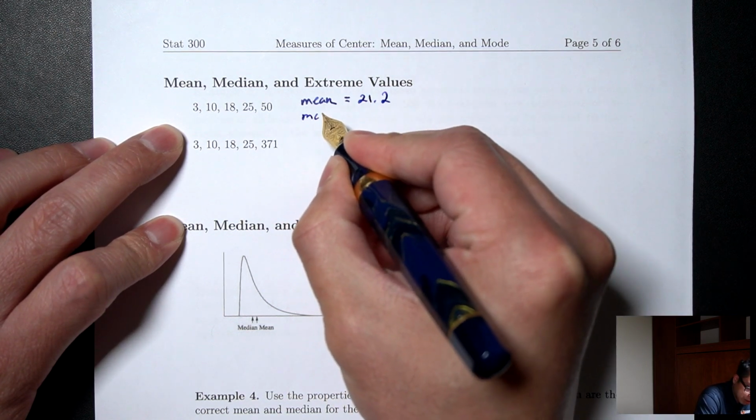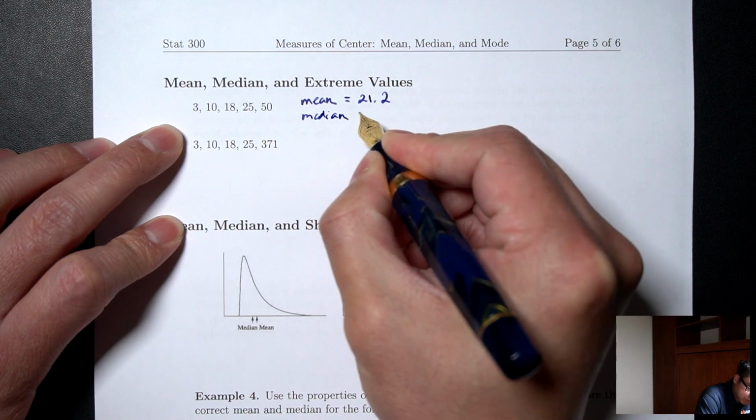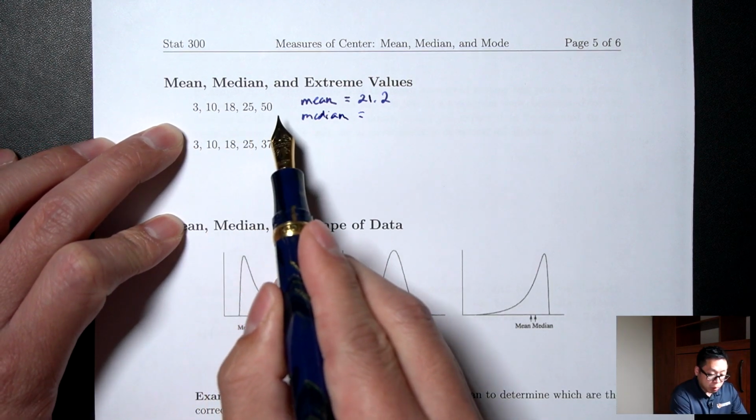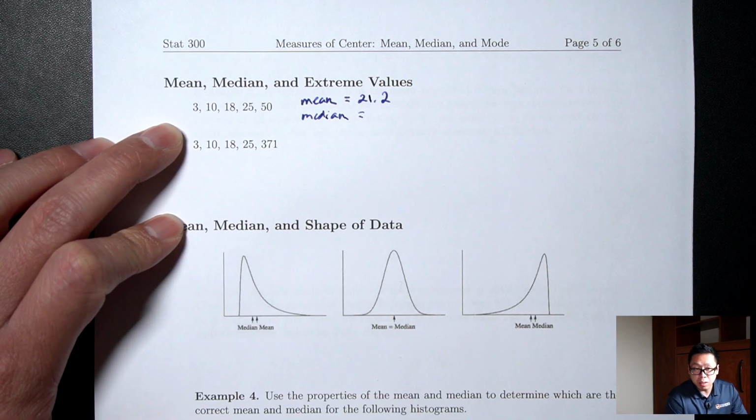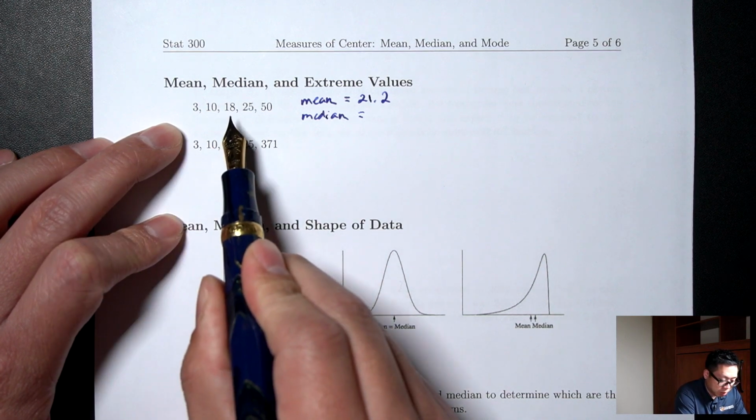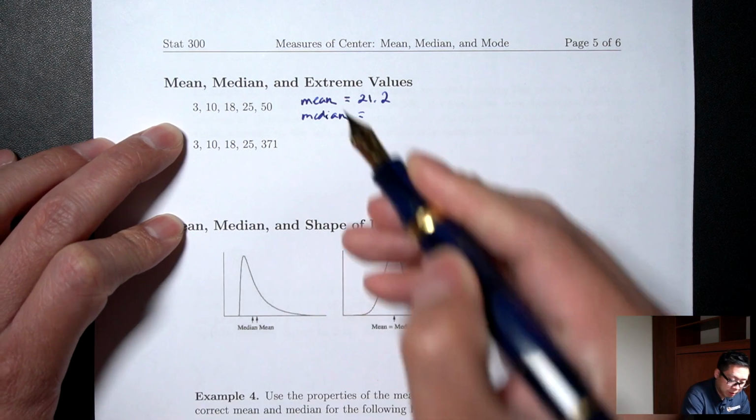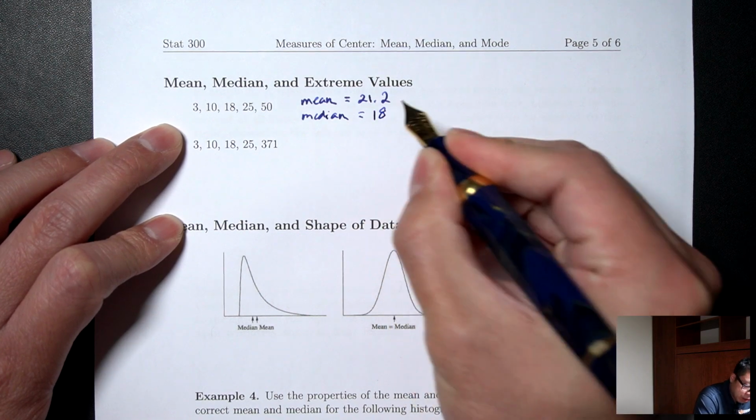The median, the numbers are already in order. So the median is just the number in the middle. In this case, there's a number right smack in the middle. It's 18.